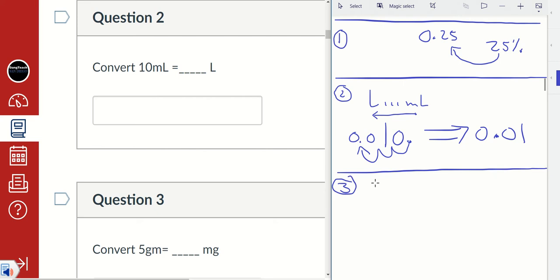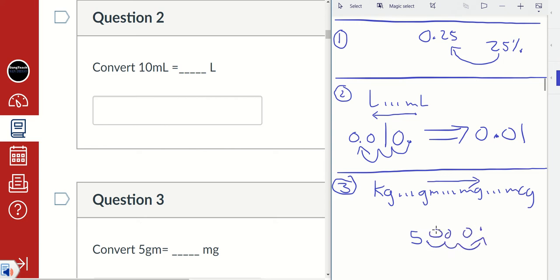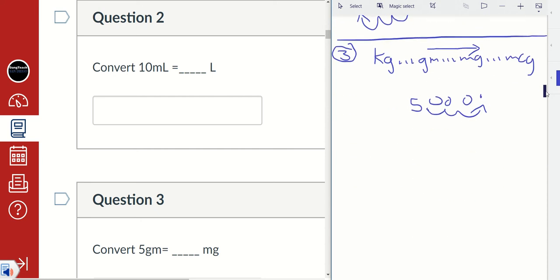How about number 3? We got kgs, grams, milligrams, mcg. So move 3 places to the right. Grams to milligrams. Yep. So here it is. We're going to move 1, 2, 3. There's its new home. And the answer is 5,000.